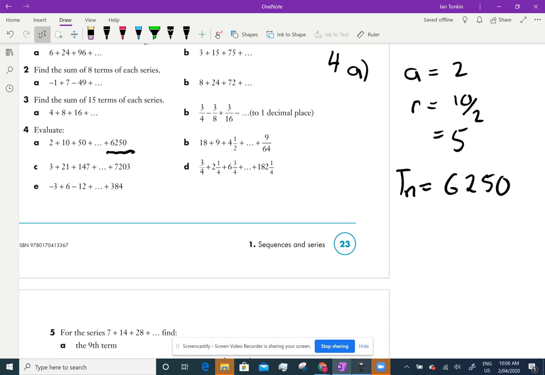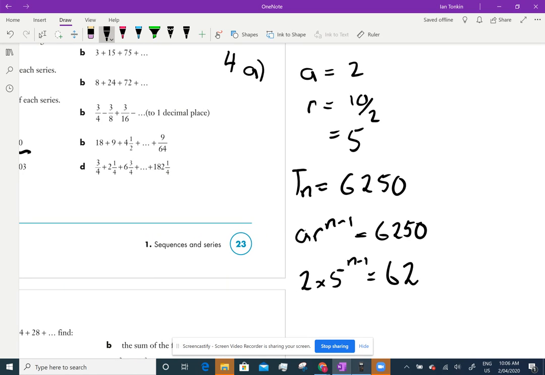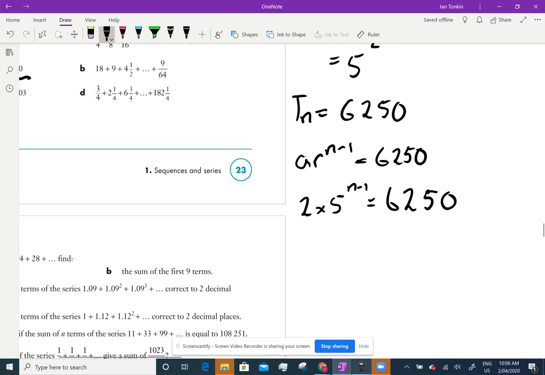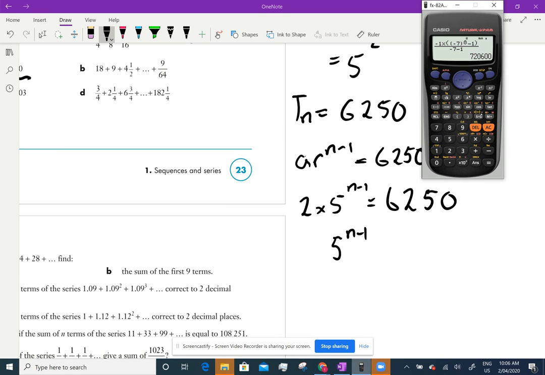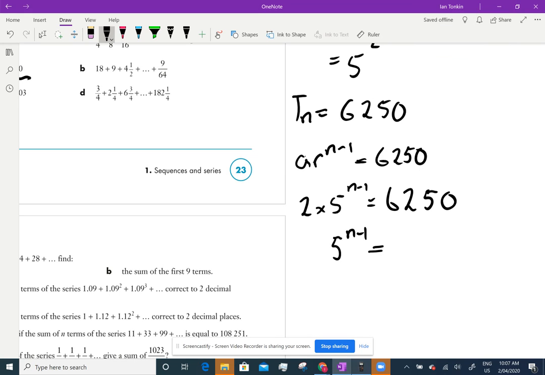Now you could go along on your calculator and see how many times you'd have to go 2 times 5 to the power of whatever, how many times you'd have to do it to get the term. But we are going to use a formula. So A R to the n minus 1 equals 6250. So that's 2 times 5 to the power of n minus 1 equals 6250. Divide by 2, 5 to the n minus 1 equals 6250 divided by 2, 3125.